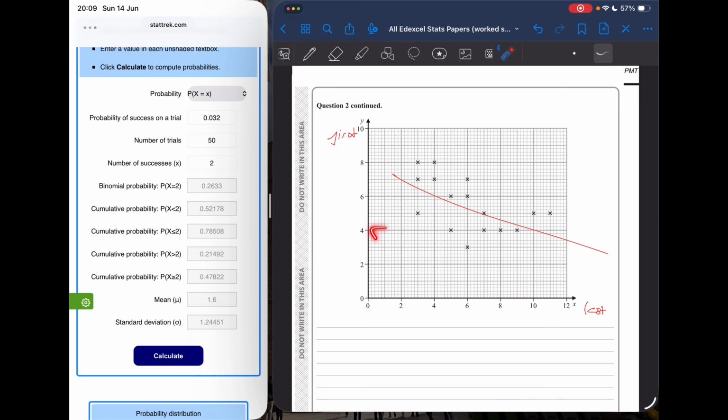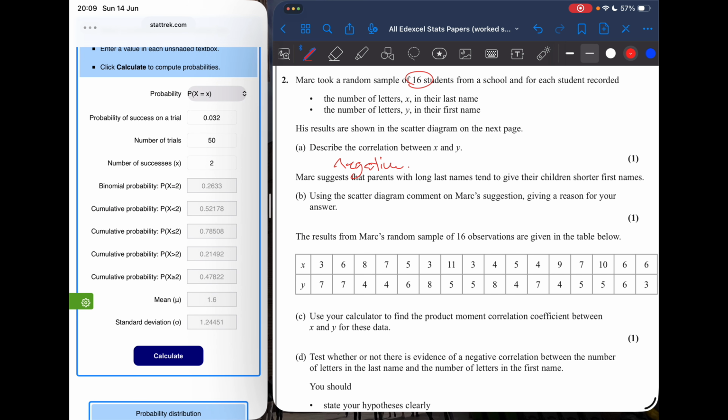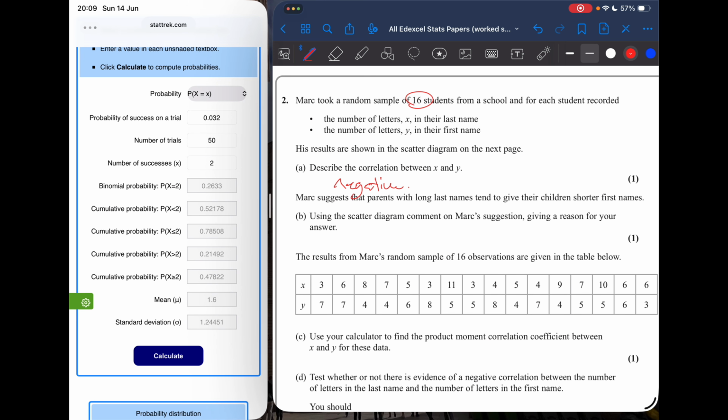So yeah, it looks pretty good, doesn't it? You can see that fits. The longer we make the last name, generally the shorter the first name is becoming. How do we phrase that? In these ones, just look at the mark scheme. What are they actually saying? The words they've used: his suggestion is compatible because it's negative correlation. So compatible, because negative correlation.